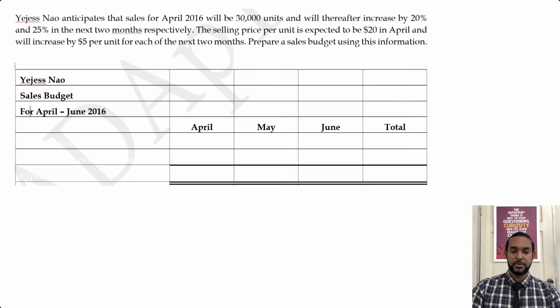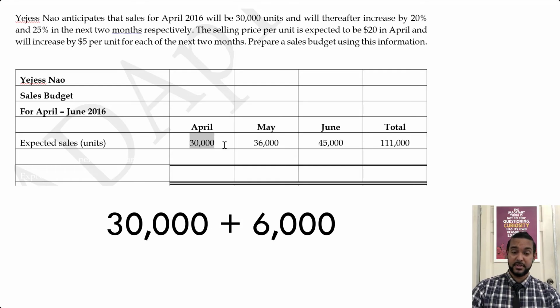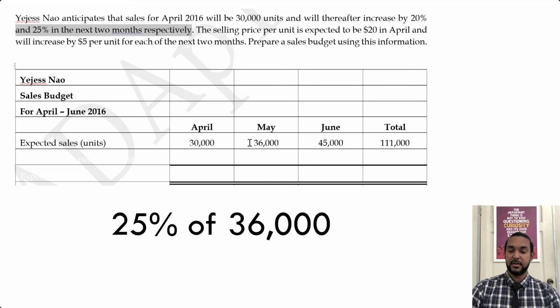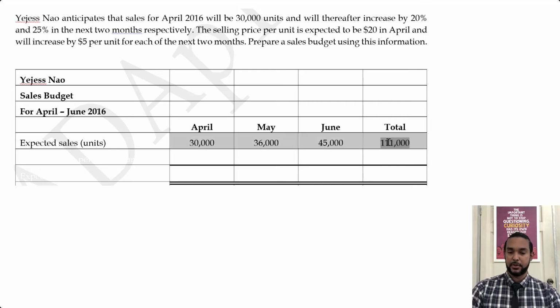All right, lovely. So the number of units we're going to start off with, the expected sales, is 30,000. So again, April is 30,000. The first increase is 20%. So 20% of 30,000 is 6,000. 30,000 plus 6,000 is 36,000. The increase for the next month is 25%. So 25% of 36, a quarter of 36, is 9. 9 and 36 is 45. And we can add going across to get the total for the total column there, if you so desire.